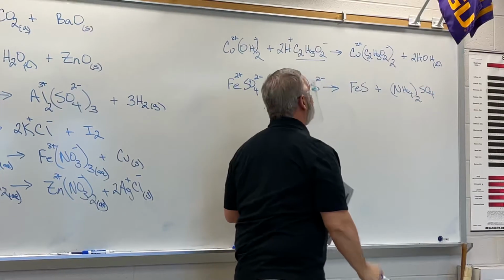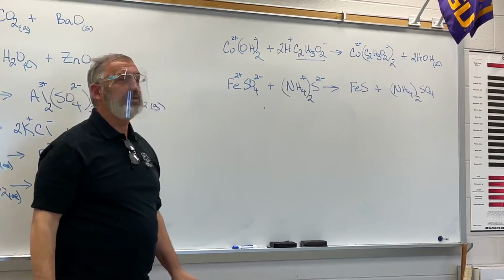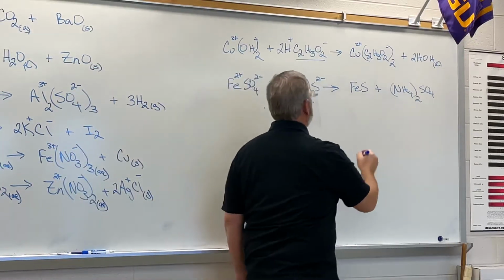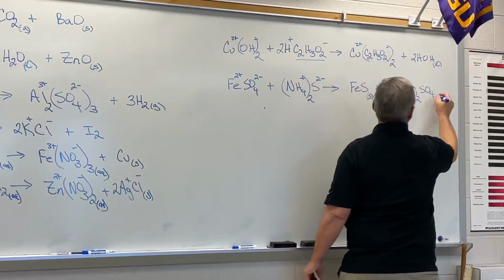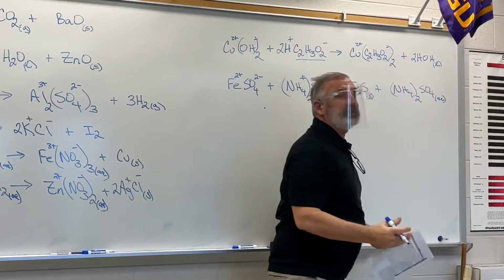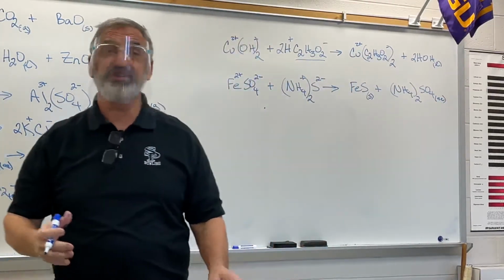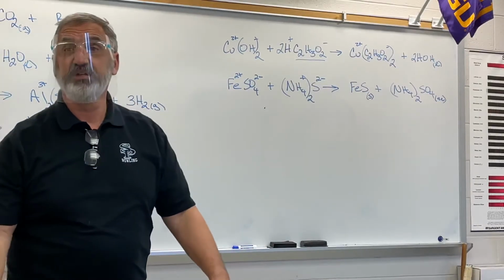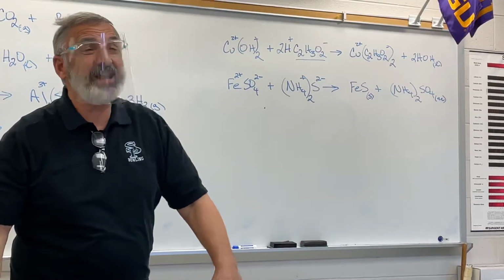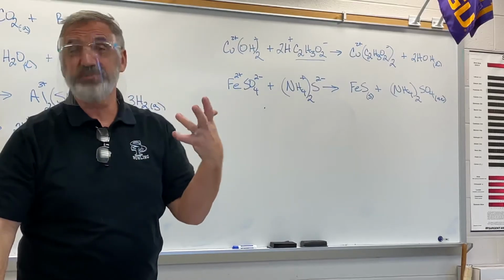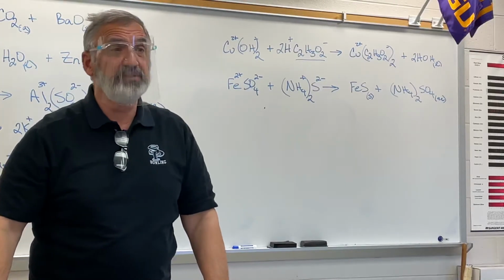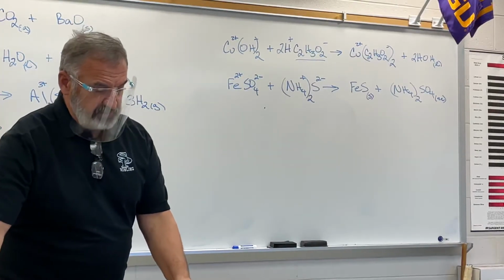Which one would be my solid? FeS. The FeS, because all ammonium compounds are soluble. See those big three, if you just know those big three solubility rules, you can figure out almost all of them. Okay? Because you've got to have an alkali metal, you've got to have a nitrate to get most of these metals into solution.